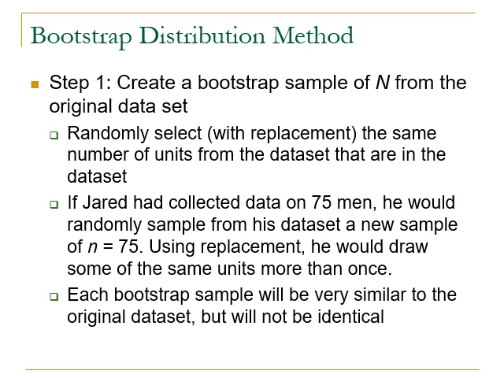I would now randomly sample from my data set a new sample, still of an N of 75, using replacement. He would draw some of the same units more than once. So in other words, I'd randomly select from 1 to 75 the number 37.